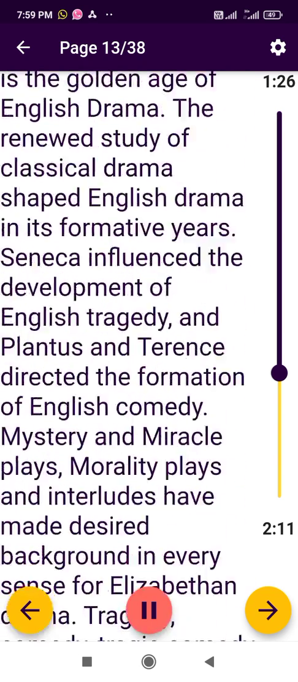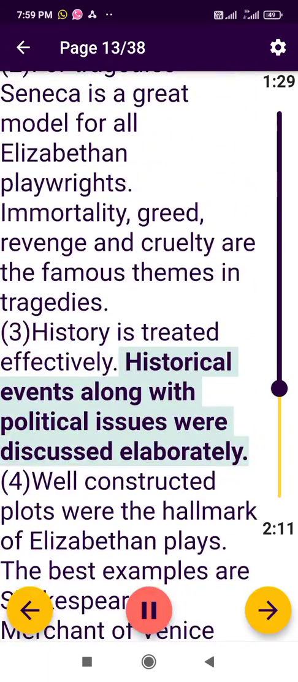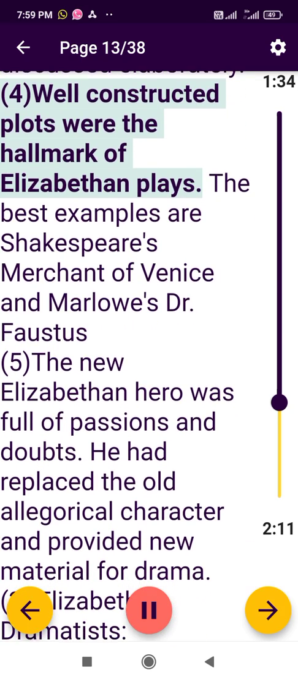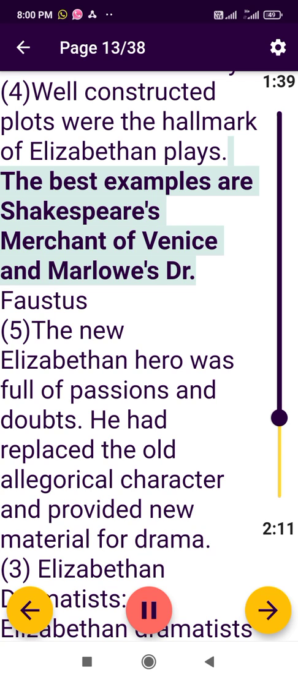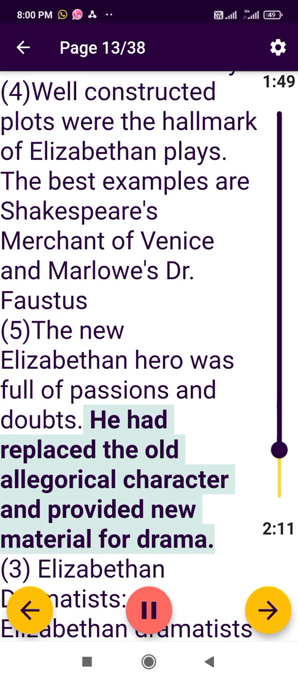3. History is treated effectively. Historical events along with political issues were discussed elaborately. 4. Well-constructed plots were the hallmark of Elizabethan plays. The best examples are Shakespeare's Merchant of Venice and Marlowe's Dr. Faustus. 5. The new Elizabethan hero was full of passions and doubts. He had replaced the old allegorical character and provided new material for drama.